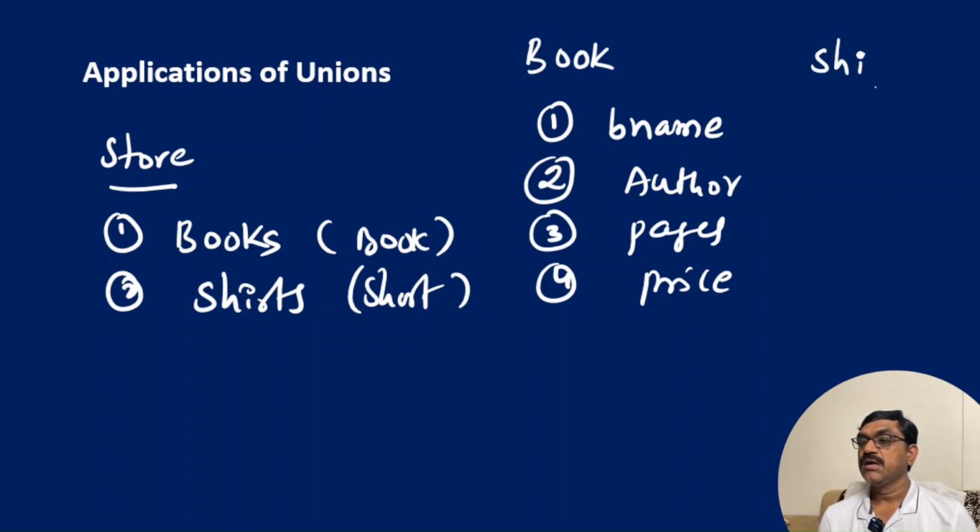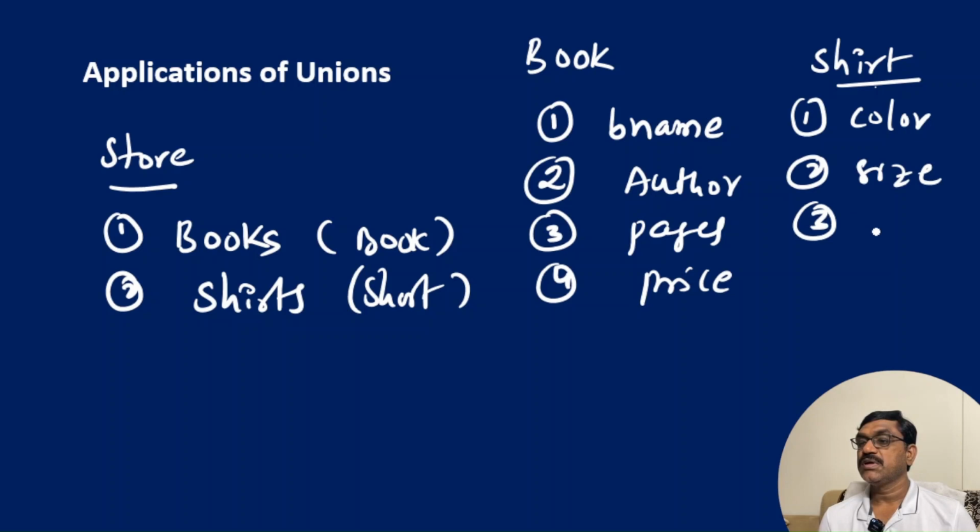Similarly, take the item shirt. The shirt consists of the color of the shirt, second, the size of the shirt, third, the design of the shirt, and fourth, the price. See, for the book, the related information is about how many things? Four. Here also we have four.